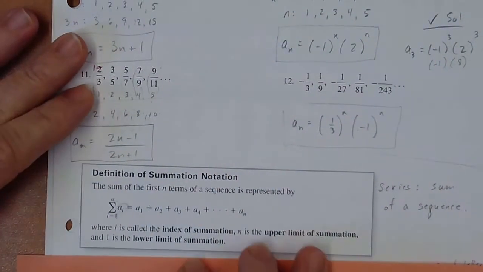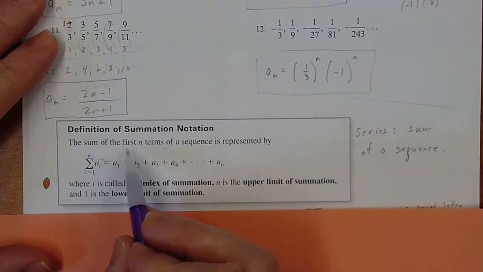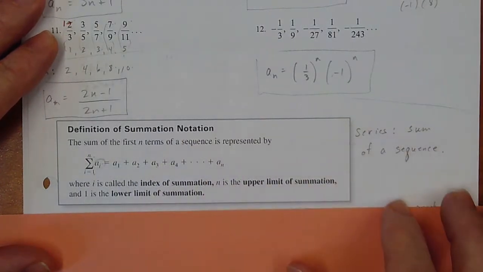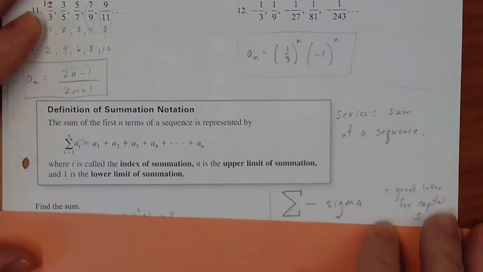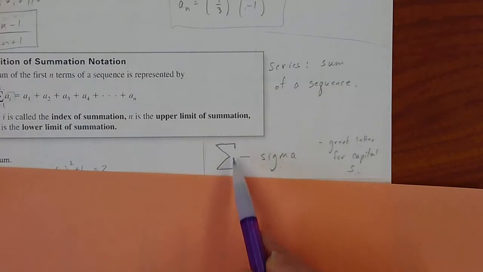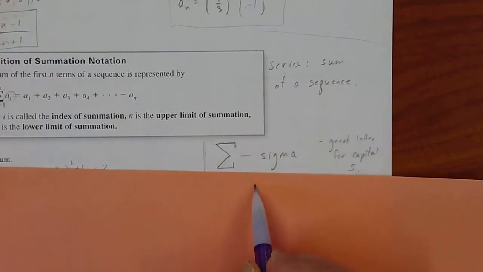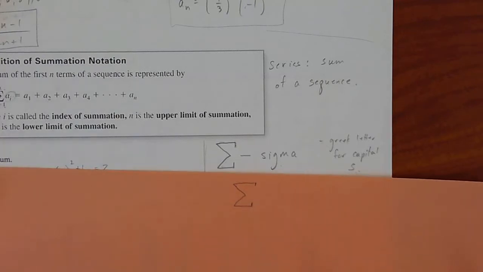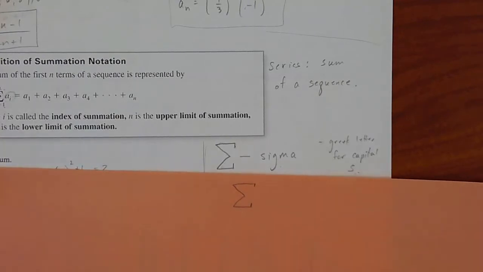Okay, so here's where we left off the other day. Here's the definition of summation notation. Okay, here's the Greek letter for capital S called sigma. It's kind of fun to draw. This is how I draw it. Just kind of do this. Kind of looks like a capital E, if you will. All right, so that's sigma. We use that for sum of series, hence the letter S.